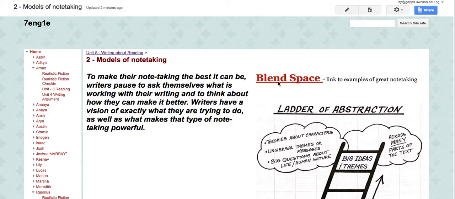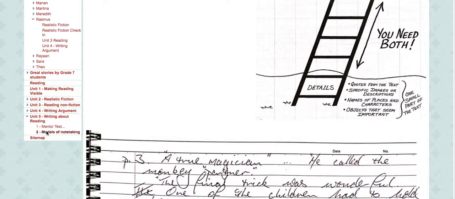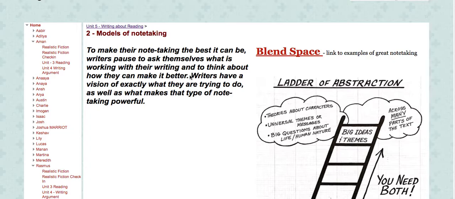You can see that I've made this page on our class site, so it's down here called Models of Note Taking, and the focus of the lesson today is the idea that to make your note taking the best it can be, writers pause to ask themselves what's working with your writing and think about how you can make it better. Writers have a vision of exactly what they're trying to do, as well as what makes that type of note-taking powerful.